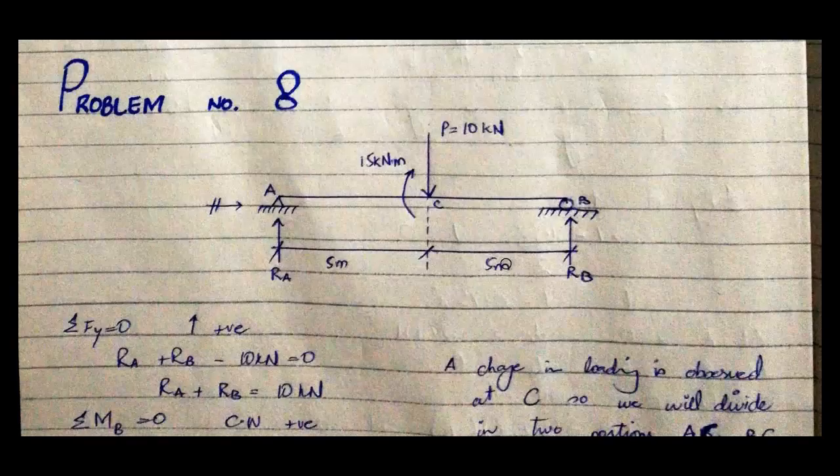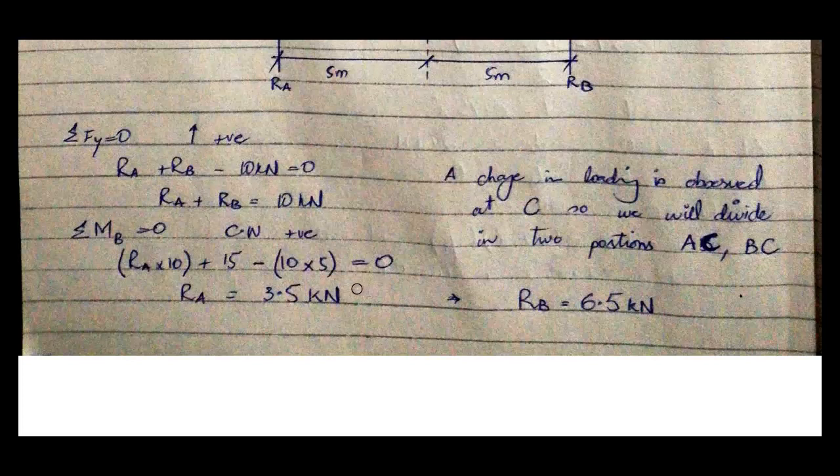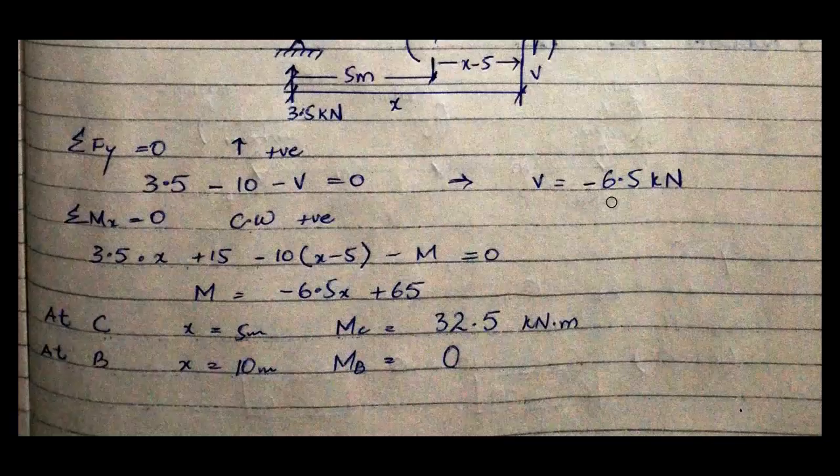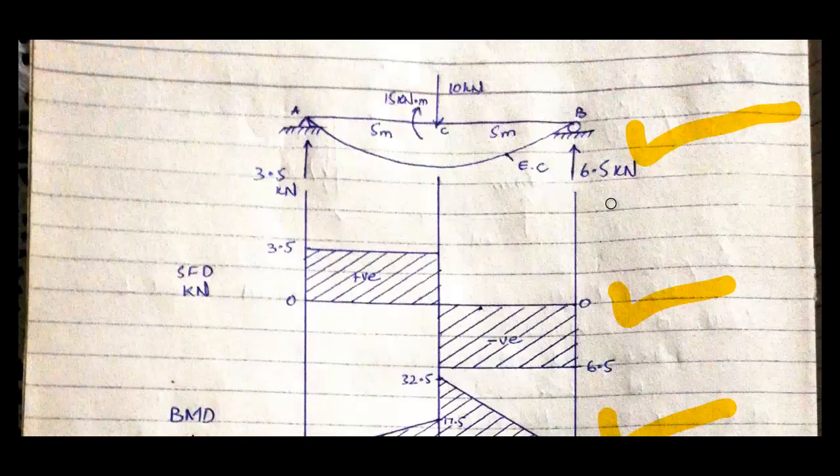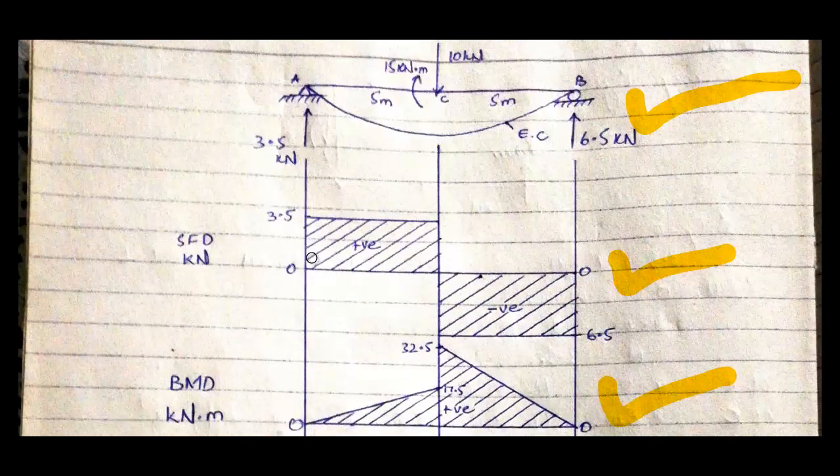Then the next problem, in this case we have a simply supported beam subjected to a point load at the center and a couple. In this case we will make two portions, AC and CB. The reaction calculation, I think these reactions are correct, 3.5 and 6.5. And then we write down the equations for shear and bending moment. The shear force diagram for this beam is also correct. Sorry, 3.5 on this side, 6.5 on this side.